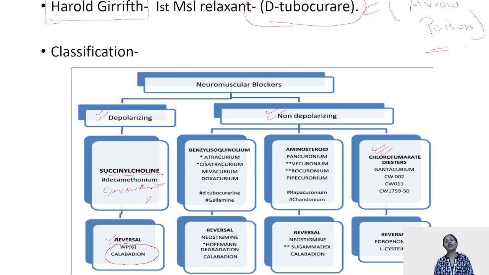The recently introduced are chlorofumarates, diesters, which are gantacurium. Gantacurium is also known by AW4304, and this number is asked too. The reversal agent for gantacurium is L-cysteine degradation.